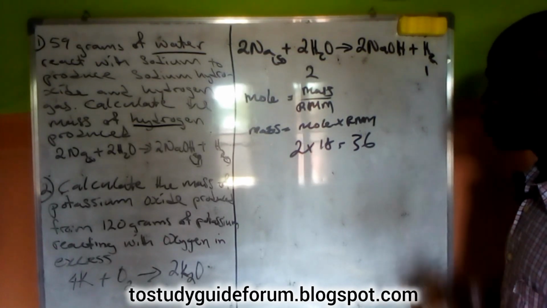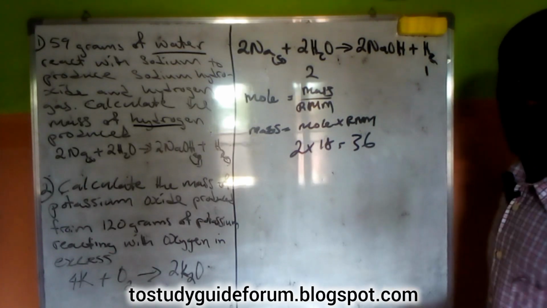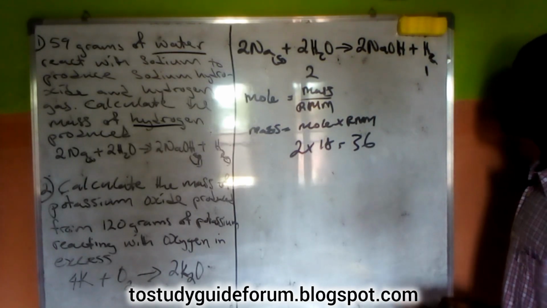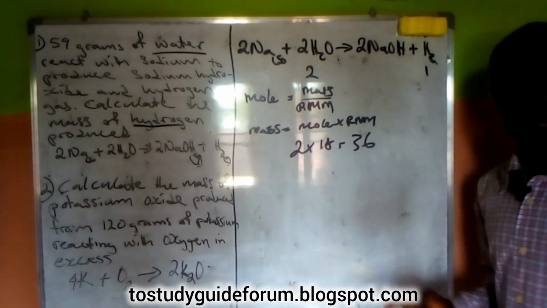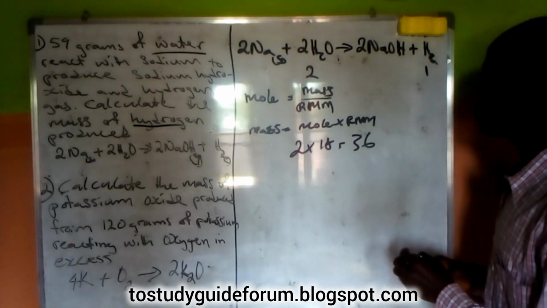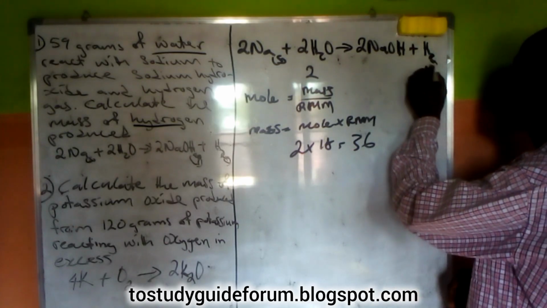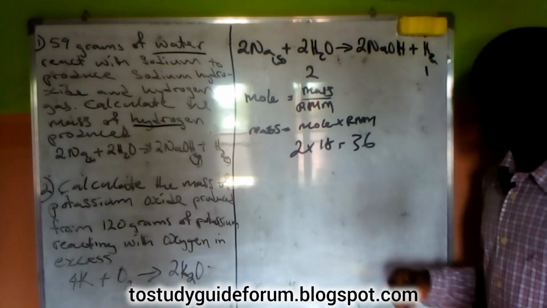hydrogen being a diatomic. Diatomic means that 2 atoms. It means that hydrogen 1, that is 1. Relative molecular mass of hydrogen is 1. 1 plus 1 will give us 2. So what we have here is 2. This is 1 already. 1 times 2 will give us 2.